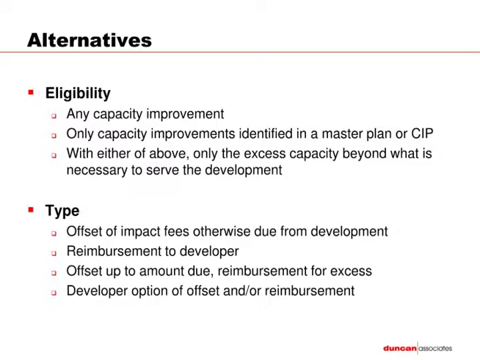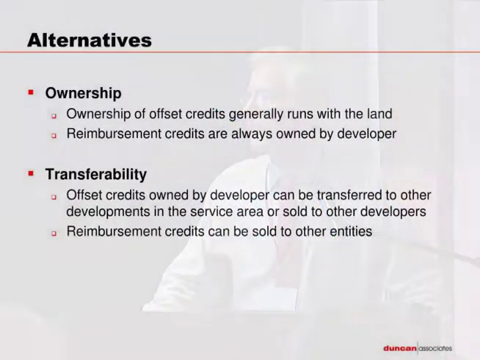You offset up to the amount due, reimbursement for the excess. That's another possible approach. Often goes with the offset approach. But some communities say, use it on your development or lose it. And is it whether the developer has the option to offset and/or reimburse. So, and this kind of plays into the next one, which is ownership, who owns the credit, and actually kind of blurs the line. So I'm not sure these are exactly exclusive categories.